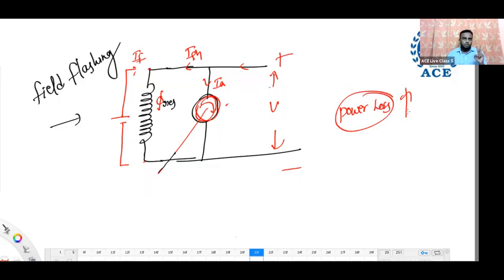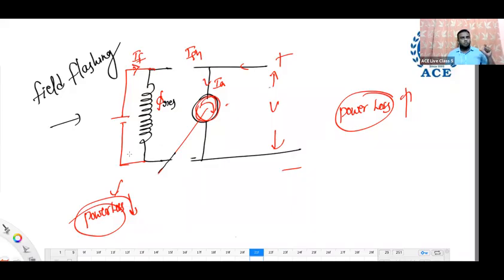But the second one, field flashing. What you are doing in field flashing is giving supply to only the field winding. Then how much loss is there? There is a field current, so there is only field copper loss, I square R, and no armature copper loss and no mechanical loss. So power loss is less here. Which is better, saving power or wasting power? Saving power is very important for electrical engineers, so that's why we need to save power.